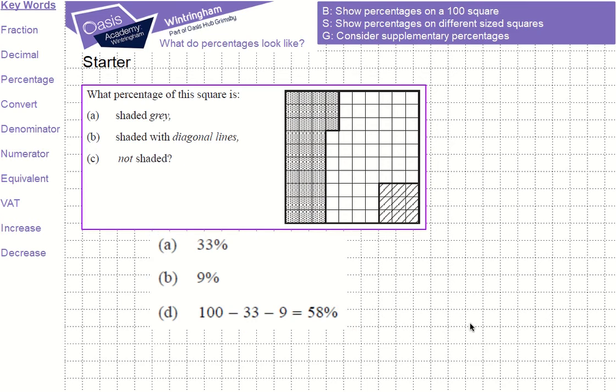Okay, there we go. So part A 33%, part B 9%, and then part D, because we already knew 33 and 9, we could take that away from 100. Or we could have counted the squares that didn't have any shading on them.